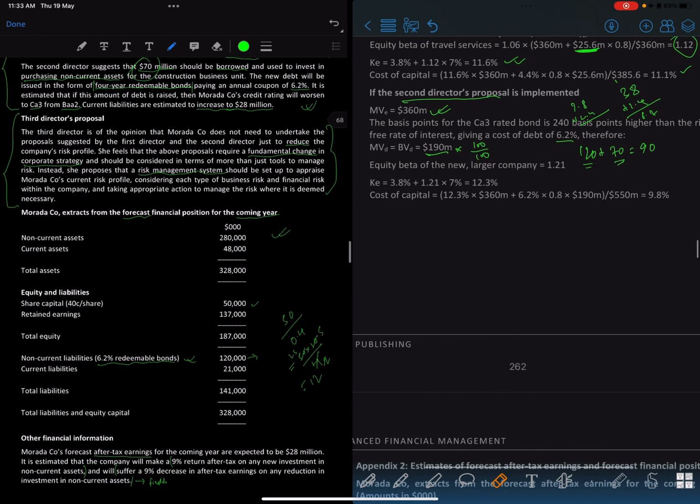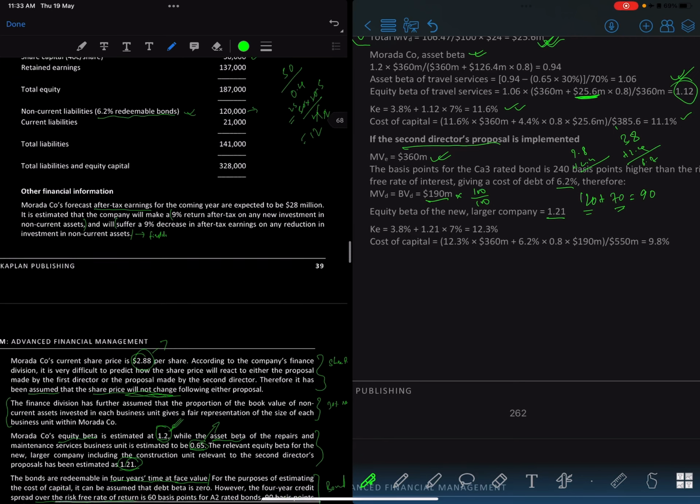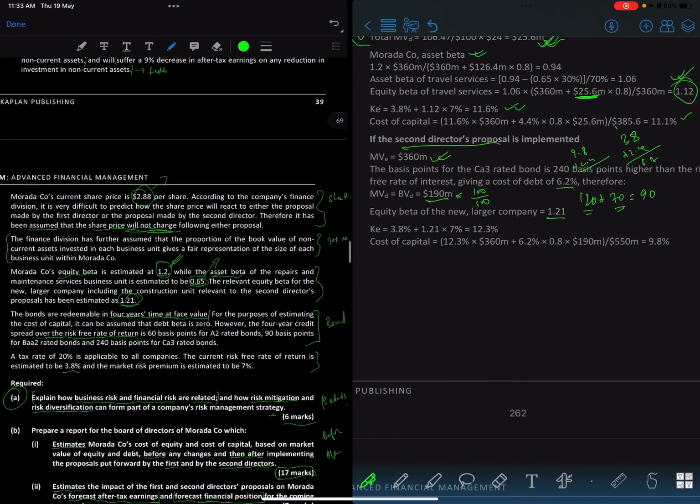Right, and then after that, what are we doing? We need to find the equity beta of it, right? Basically, we've been given that 1.21. So you see over here, it's given, right? Relevant equity beta for the larger company, because it will be a larger company because we will have the construction company added to it. So that is reflected by the thing as well. Remember, our equity beta was earlier 1.2. Now it's increased to 1.21, right? So that's a reflection of that as well.